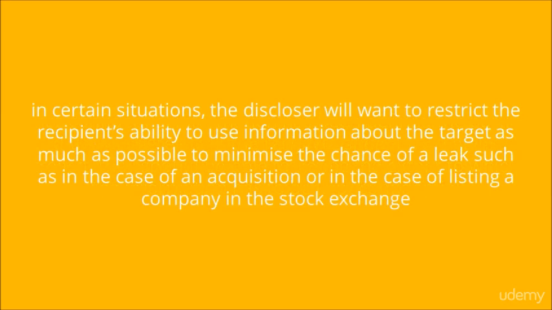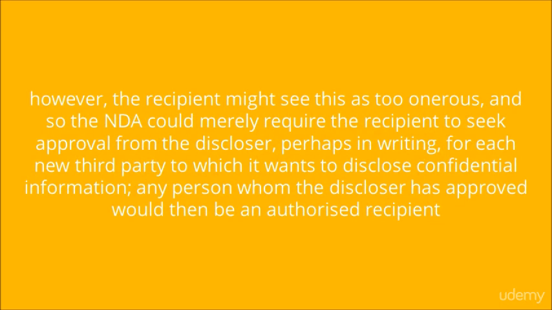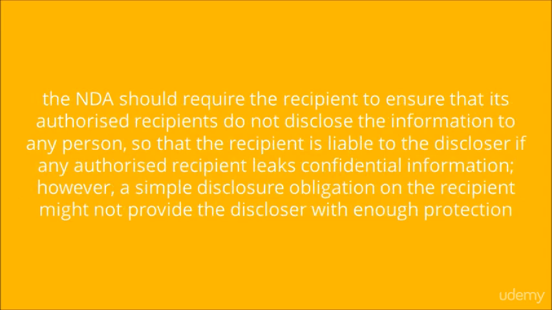In certain situations, the discloser will want to restrict the recipient's ability to use the information about the target as much as possible to minimize the chance of a leak, such as in the case of an acquisition or in the case of listing a company in the stock exchange. A clause can also be included which obliges the recipient to seek approval from the discloser each time that it wants to disclose information to a third party. However, the recipient might see this as too onerous, and so the NDA could merely require the recipient to seek approval from the discloser, perhaps in writing, for each new third party to which it wants to disclose confidential information. Any person whom the discloser has approved would then be an authorized recipient.